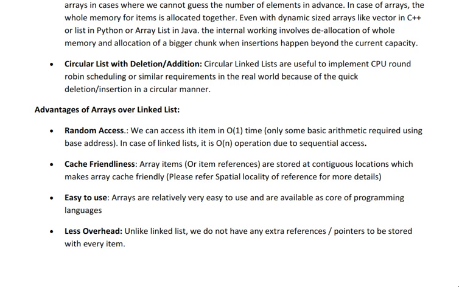Then the next is cache friendliness. It means that the array's items are stored in contiguous locations, which makes it cache friendly. Arrays are also very easy to use and are available as a core part of programming languages. Then there is less overhead: unlike a linked list, we do not have any extra references or pointers to be stored with every item.